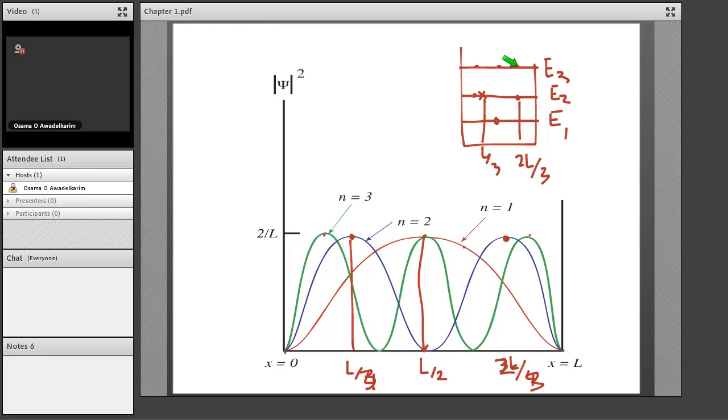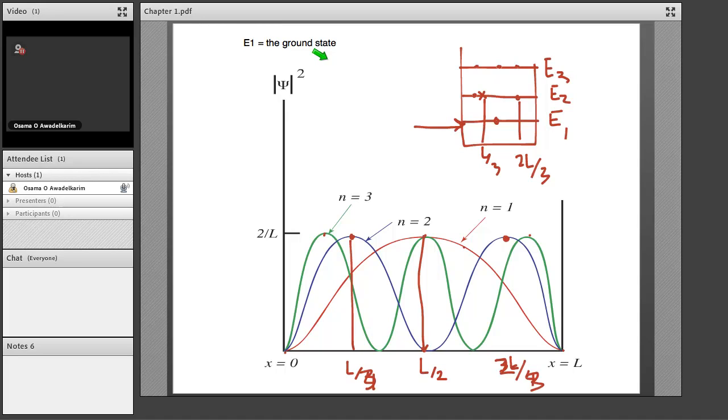Okay? Now, this state here, E1, which is the state with the lowest energy, is called the ground state. That's the state of lowest energy, which is most likely the energy that the particle will be in. The second state, E2, is the first excited state.